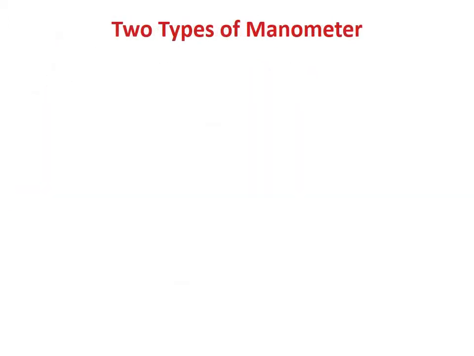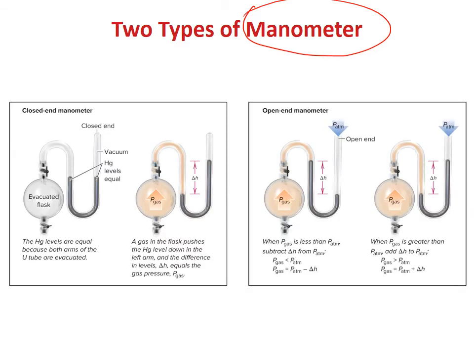In the last slide, we showed how a barometer can be used to measure atmospheric pressure. Manometers are also commonly used to measure the pressure of a gas in an experiment. Here are two types of manometers. In a closed-end manometer, a mercury-filled curved tube is closed at one end and attached to a flask at the other side.